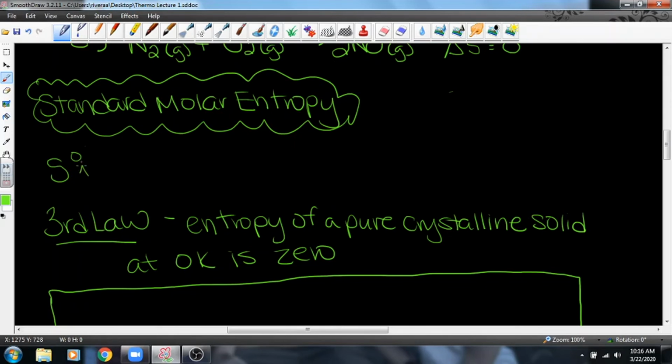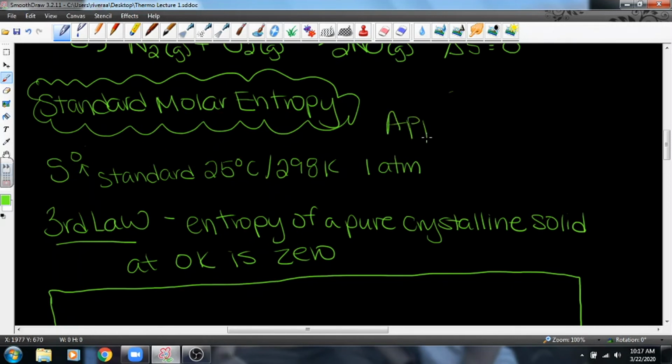So this is my symbol for standard molar entropy. That little 0 up there is a naught symbol, which just means under standard conditions. And standard conditions would be 25 degrees Celsius, which is our room temperature, 298 Kelvin, and 1 atmosphere of pressure. So all of these values you can actually look up in the back of the book. They are in Appendix C.